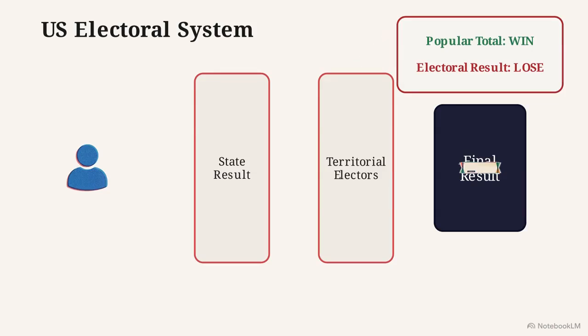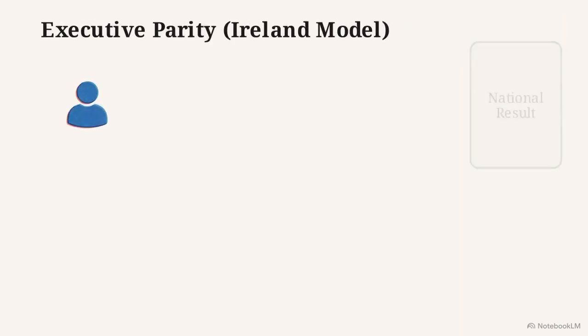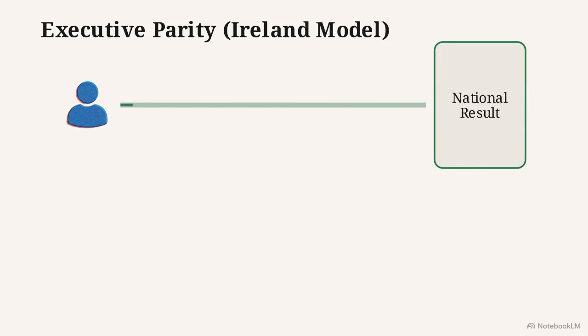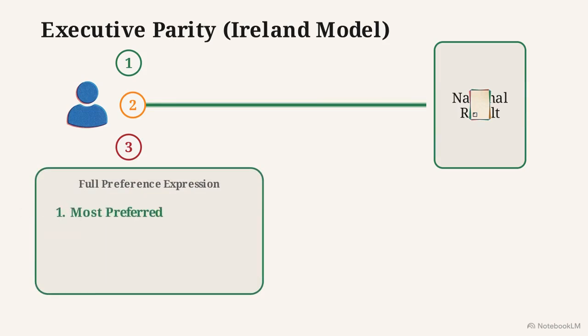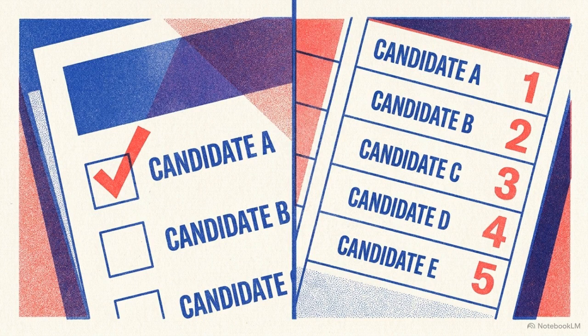We can contrast this with systems that actually achieve executive parity. This diagram shows Ireland's presidential election model. It uses a single, undivided national constituency, where a citizen's ranking directly informs the national result. Ireland's use of ranked preferences prevents information loss. Voters mark their first choice, acceptable alternatives, and unacceptable candidates, capturing their exact intent. Single-choice ballots discard massive amounts of voter data. Full preference expression accurately maps the true will of the population.